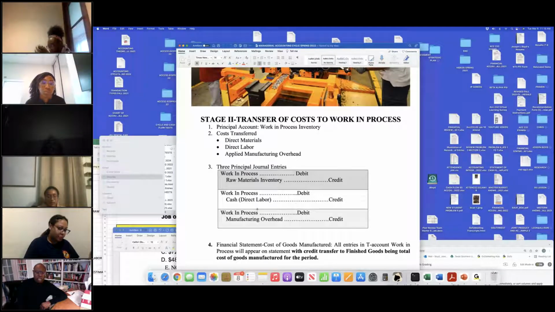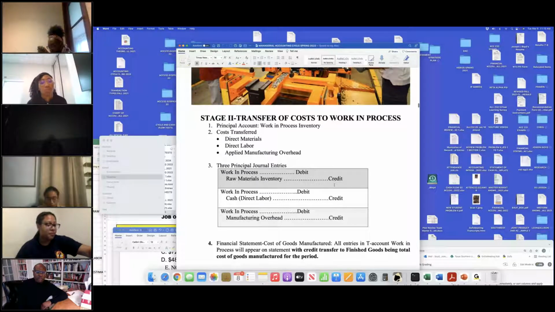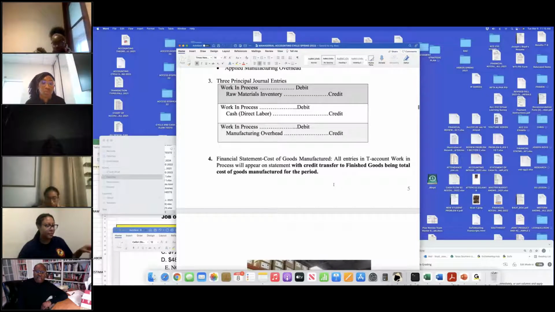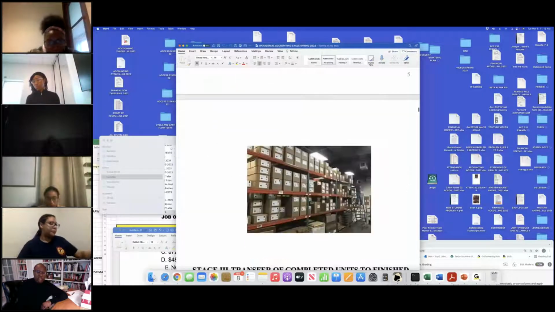So this is where that POR comes in. We're going to multiply the POR times the number of labor hours. And so this gives us the dollar cost that involved. Stage four, we transfer them, we get the items completed, we transfer them to finished goods. Excuse me, stage three.